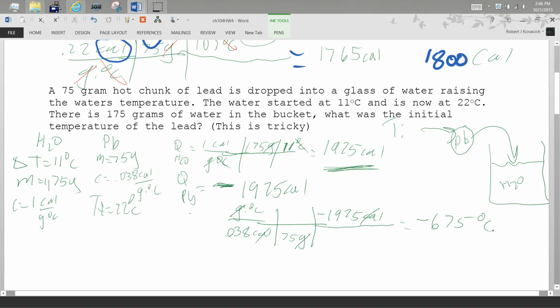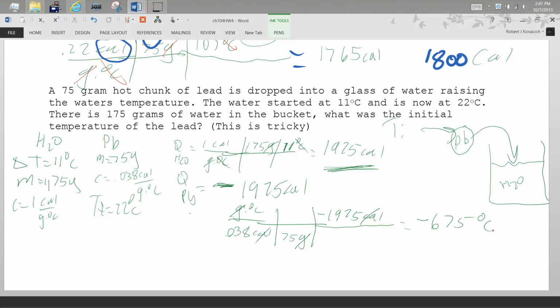I'm not done. Why not? Okay, I got a sig fig issue, but I got another problem too. What is that negative 675 telling me? No, it's not cold. At no time would you ever consider this piece of lead cold. Well, no, but it should be cold. Nope. You still have the 22 degrees Celsius. Okay, so what's the 22 degrees Celsius?